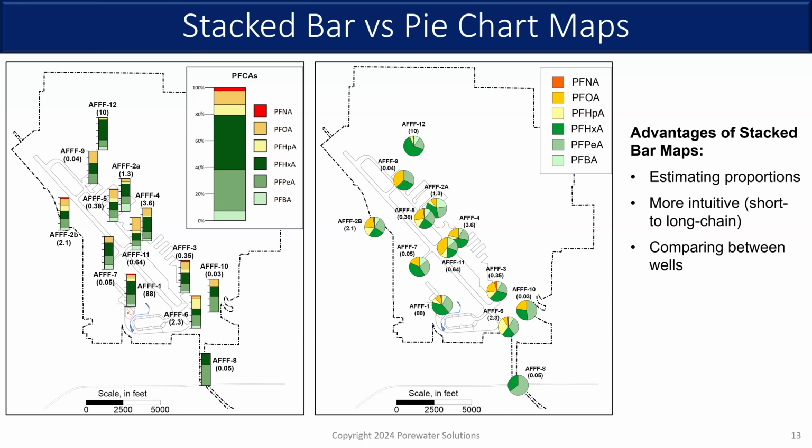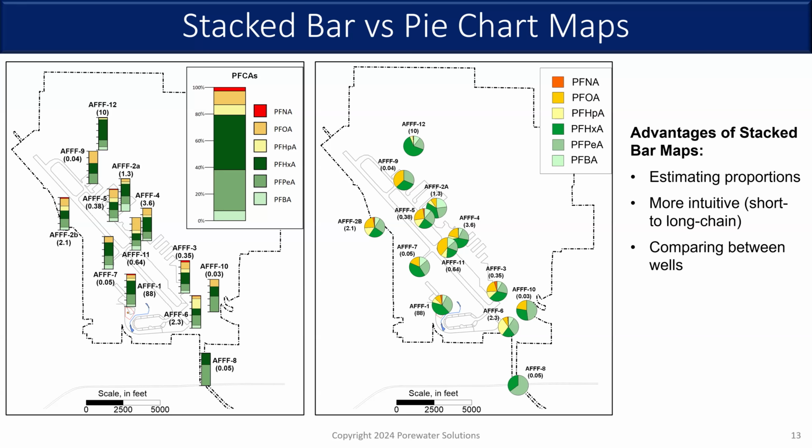One thing I find is that the stack bar maps I find a little bit more intuitive. Because in this example on the left, we're looking at the shortest chain on the bottom of the bar. And as you go up the bar linearly, we're going from shortest chain to longest chain. So it's a little more intuitive than the pie charts, where I always have a bit of trouble visualizing where does the short chain start, where does the long chain end.